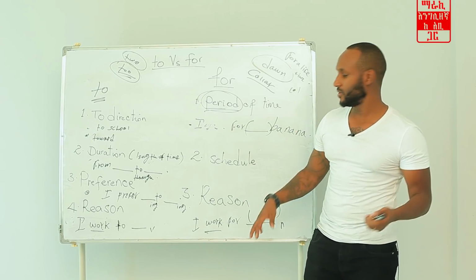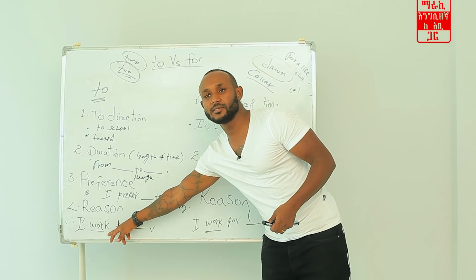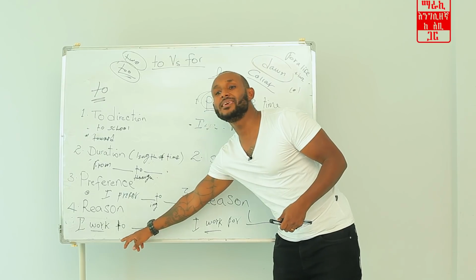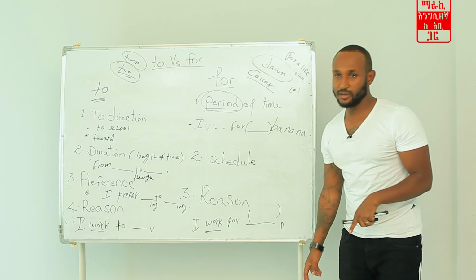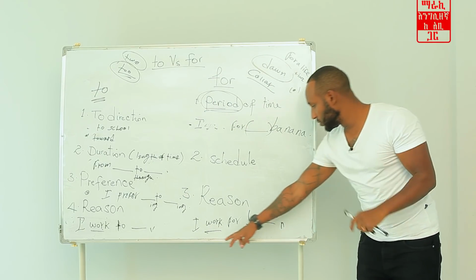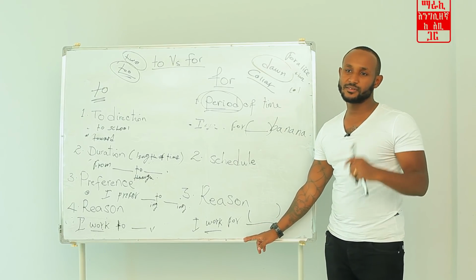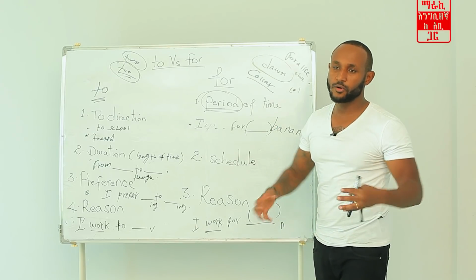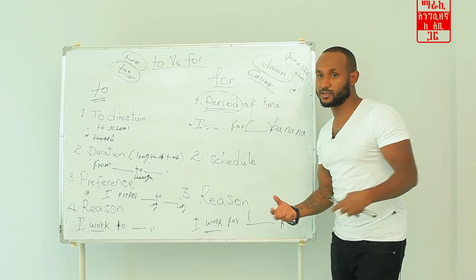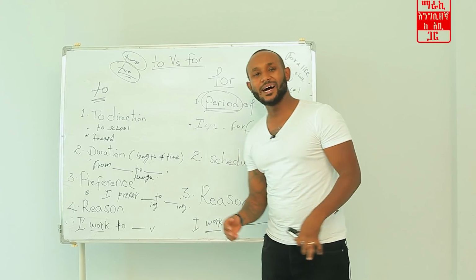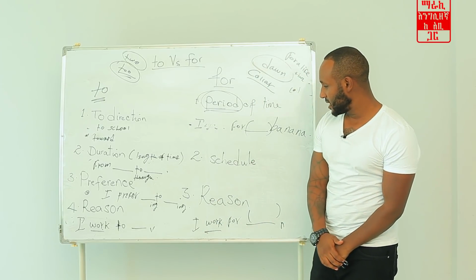Sports. I work out to be healthy. To be healthy. Be is also a verb. When I have a verb, you know it. I work for health. Or good health. Or well-being. I work for health.